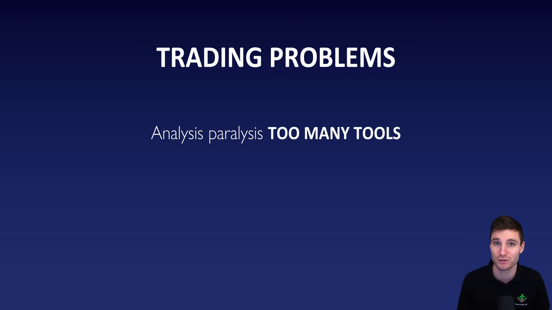I am just confused. So analysis paralysis, i.e. confusion, just total confusion of, okay, I know the theory, but how do I now actually start to trade with this? I have no idea what to do next.